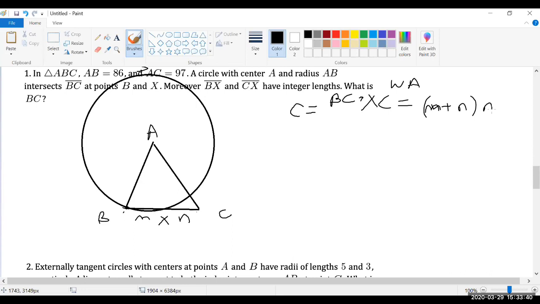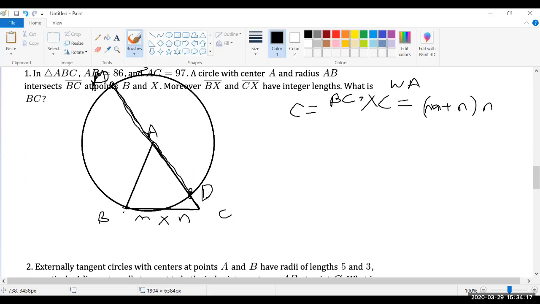Now, we want to relate this to another power, right? We haven't even used the fact that AB is 86 and that AC is 97. But how do we do that? Well, let's draw on this line right here. So if we do that, now we have one whole line going from this point, M, to this point, let's say P. So going from P to C, we have one straight line. And then let's call this intersection point right here D.